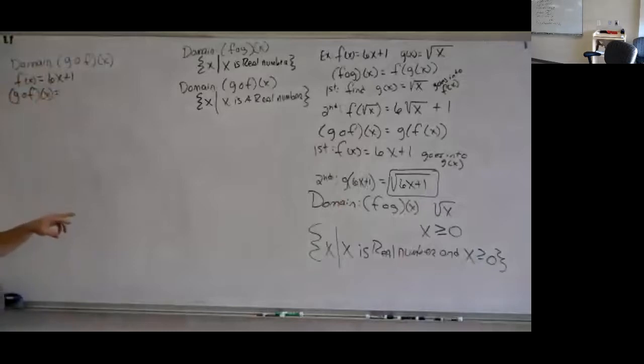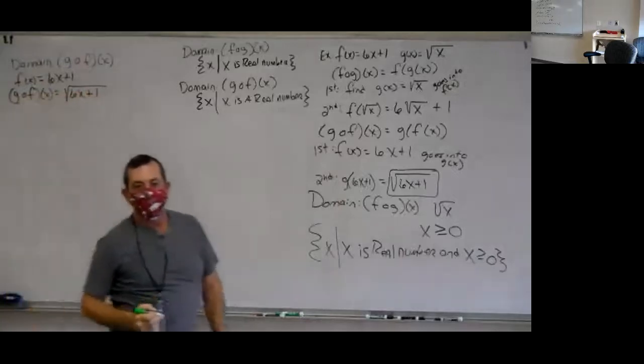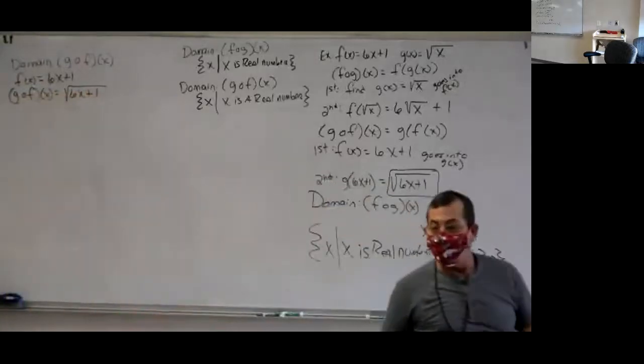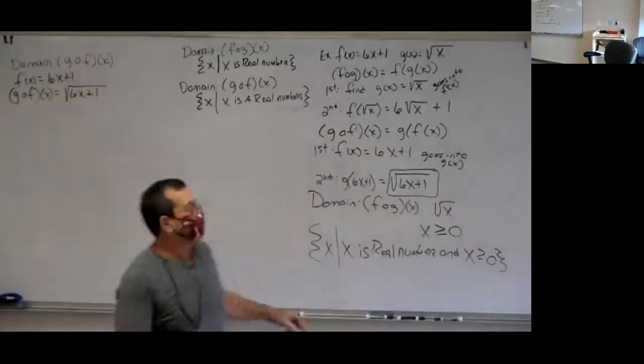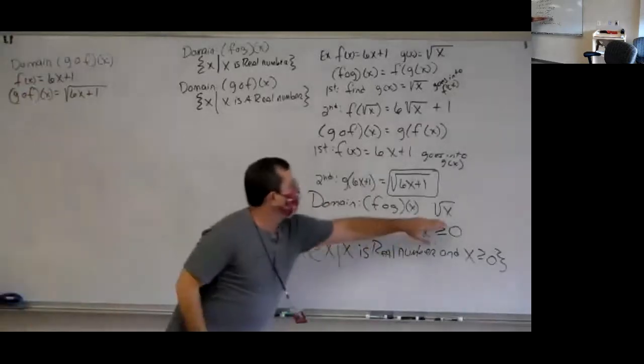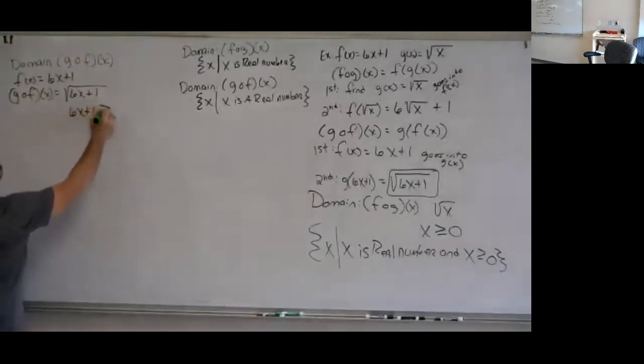So g of f of x, we said equals what? Square root of 6x plus 1. So any restrictions? Oh, watch out, because guess what I got sitting there? I got that big radical sitting there. Now, although this one isn't an x, I do know that this 6x plus 1 has to be greater than or equal to 0.